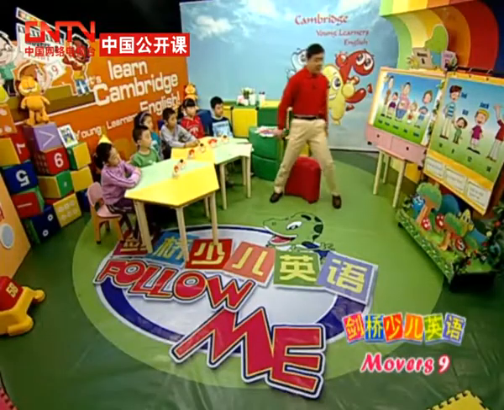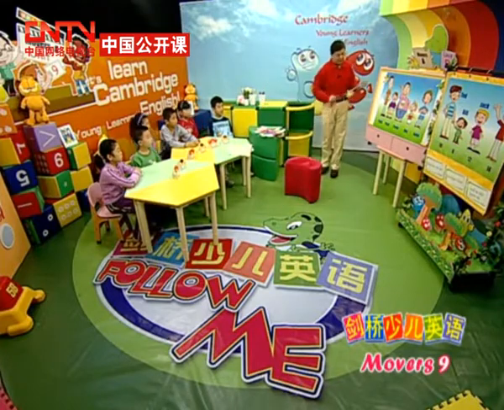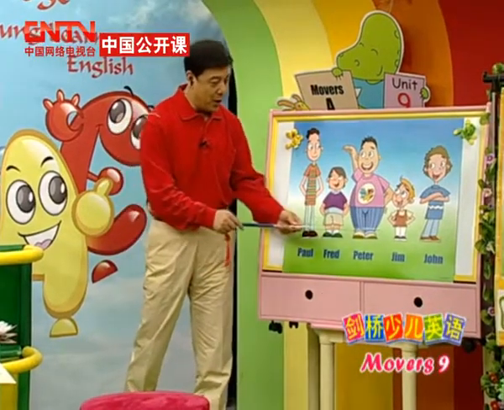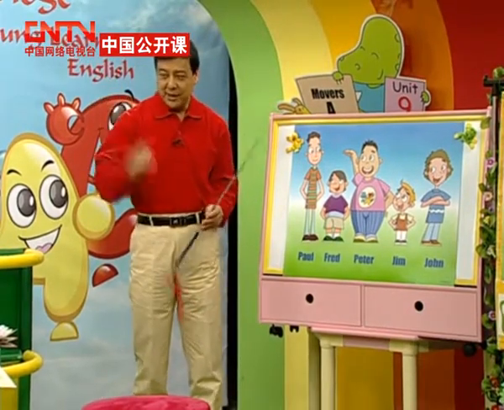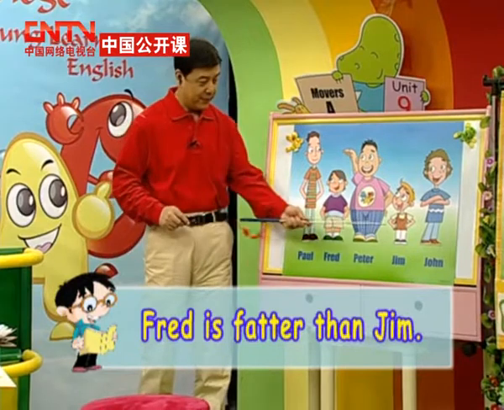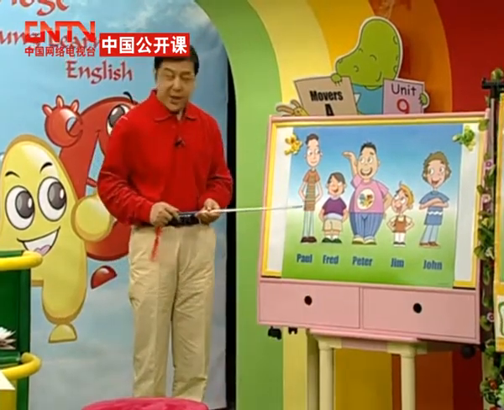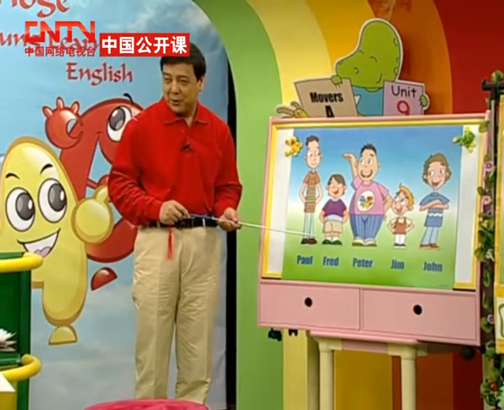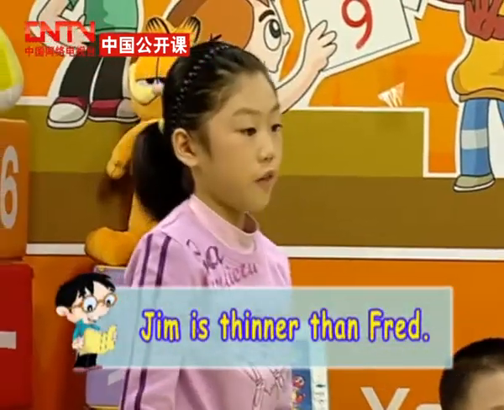Now, let's look here. Okay. Let's look at the picture here. Who is fatter, Fred or Jim? Who can answer my question quickly? Yes, Titi. Fred is fatter than Jim. Very good. Who is thinner, Jim or Fred? Who is thinner? Linda. Jim is thinner than Fred.